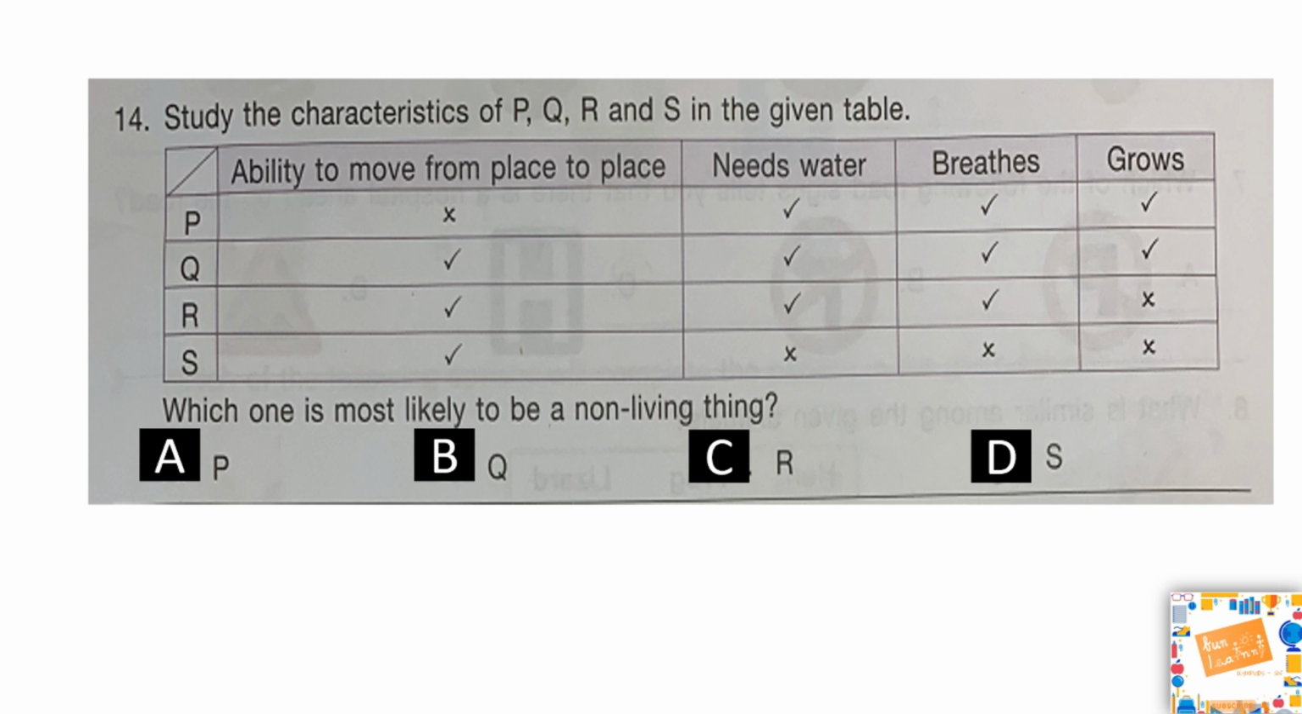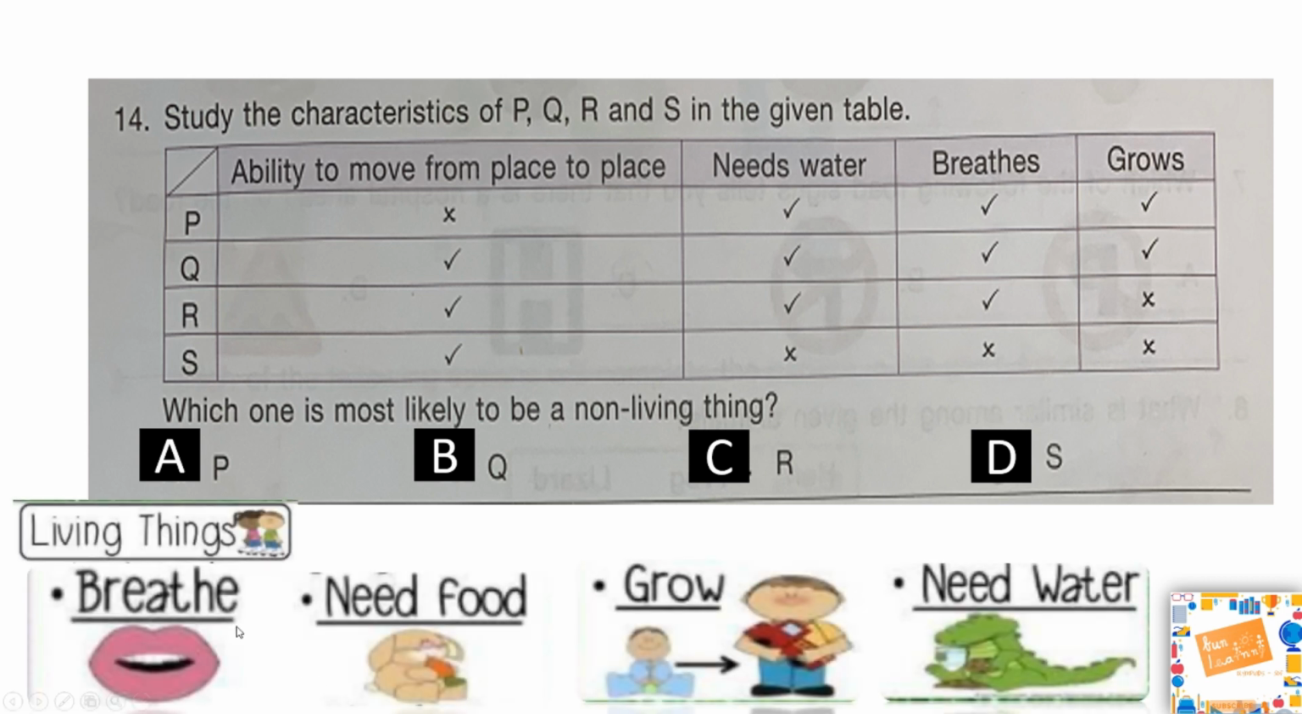Well, I hope you've got it right. Let's just relook at the properties of living things. Well, living things need to breathe, need food, grow and need water. Now, based on these characteristics and based on the ticks and crosses here, the correct answer is S. And that is why the right option for this question is option D, S, because it does not need water, does not breathe, neither does it grow. Hence, definitely it's a non-living thing.